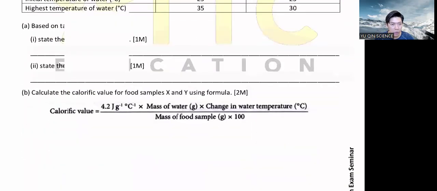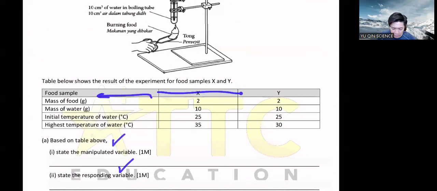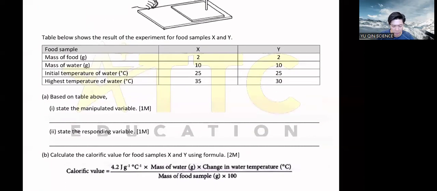Okay, so like everybody, simple: manipulated and responding. Manipulated is using different food, different types of food. So I think that would be types of food, right? Types of food, yeah. And then what's your responding? Your responding is your result.